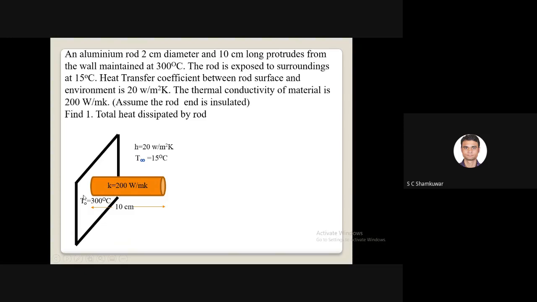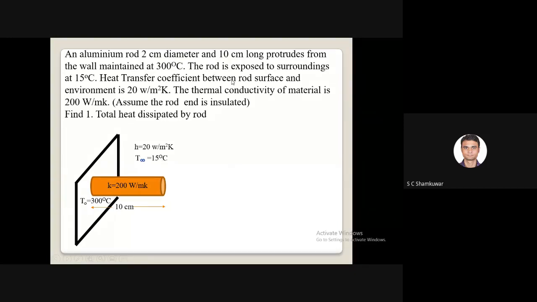So what is the temperature of the wall? It is 300 degree Celsius. Okay. T naught is 300 degrees Celsius. The rod is exposed to the surrounding at 15 degrees Celsius. So what is surrounding temperature? Nothing but T infinity. It is 15 degree Celsius.